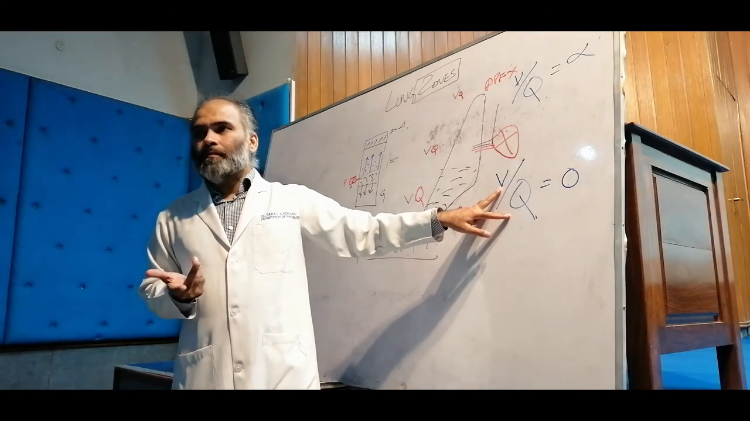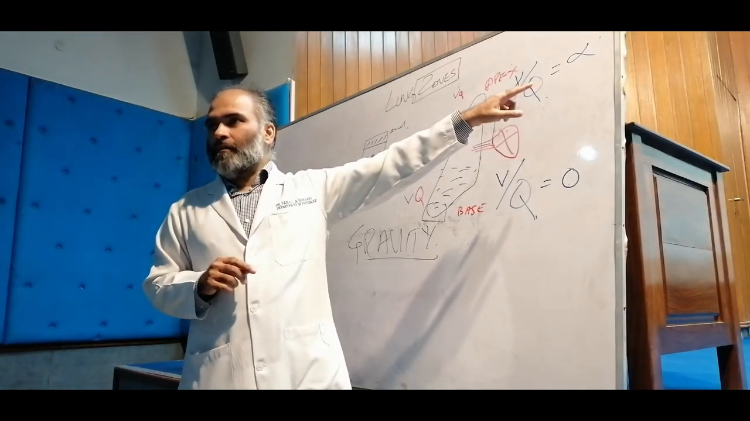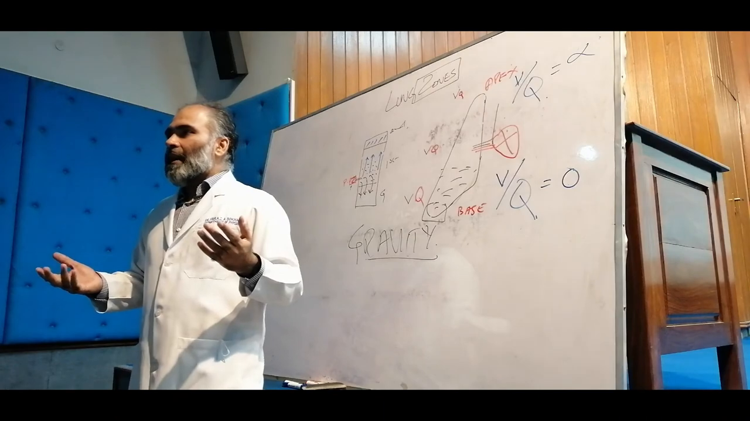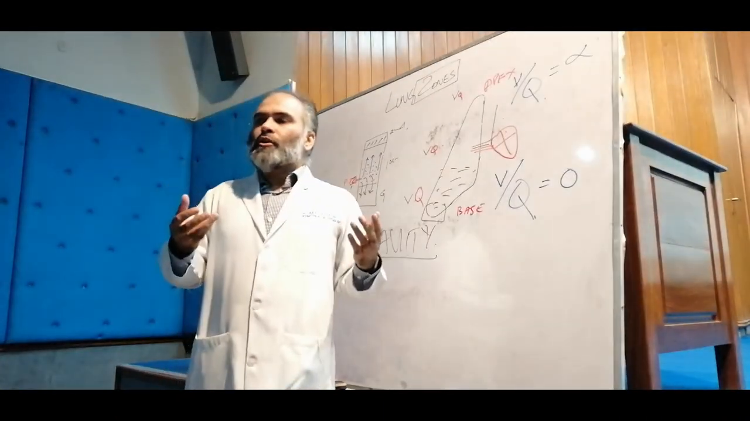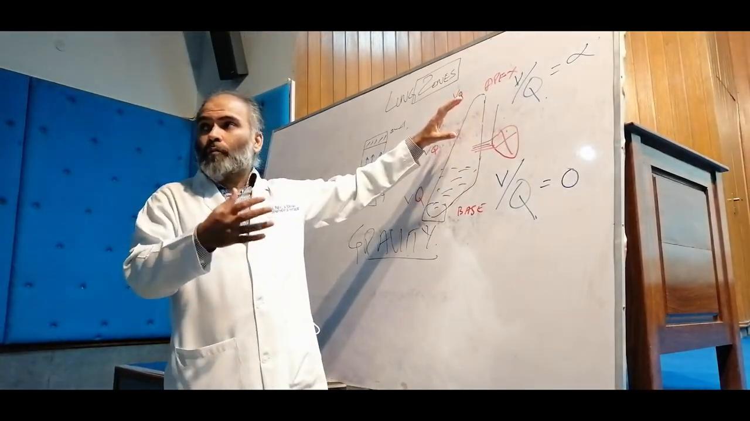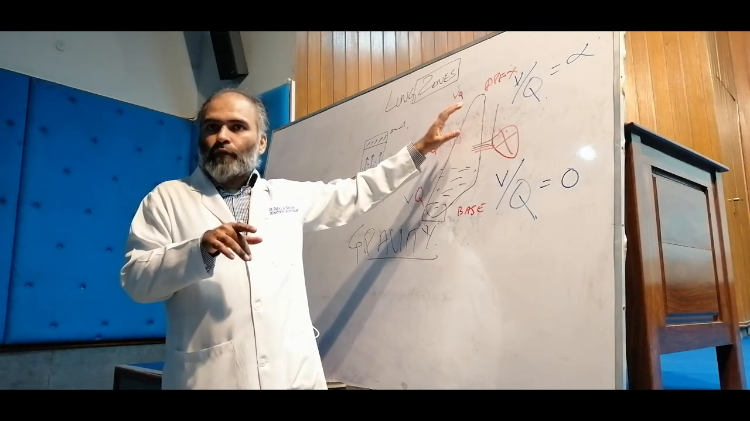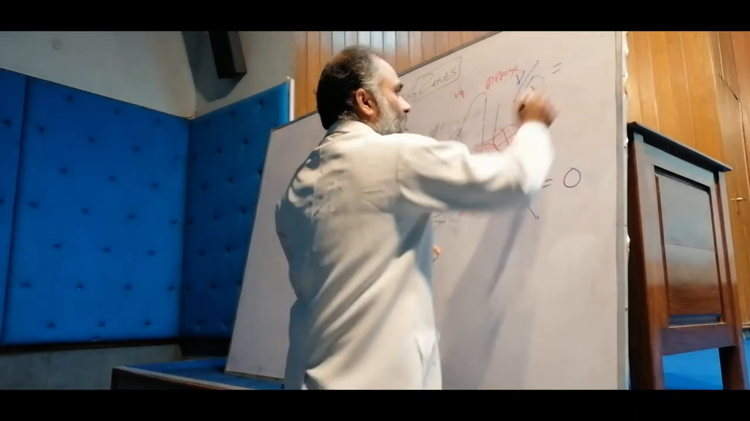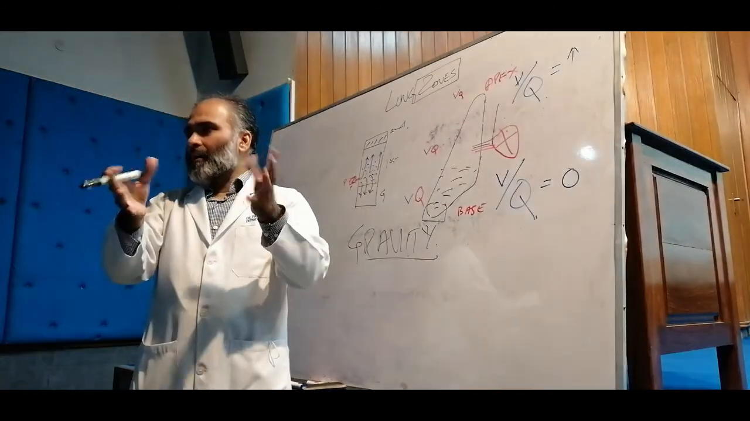It's mathematics. Now, what is this sign? Infinity. Why is it infinity over here? Because again, gravity retards blood flow. So in these areas, you will normally have less blood flow as compared to air flow. So V over Q will always be towards the higher side in the apical areas, upper areas of the lung.